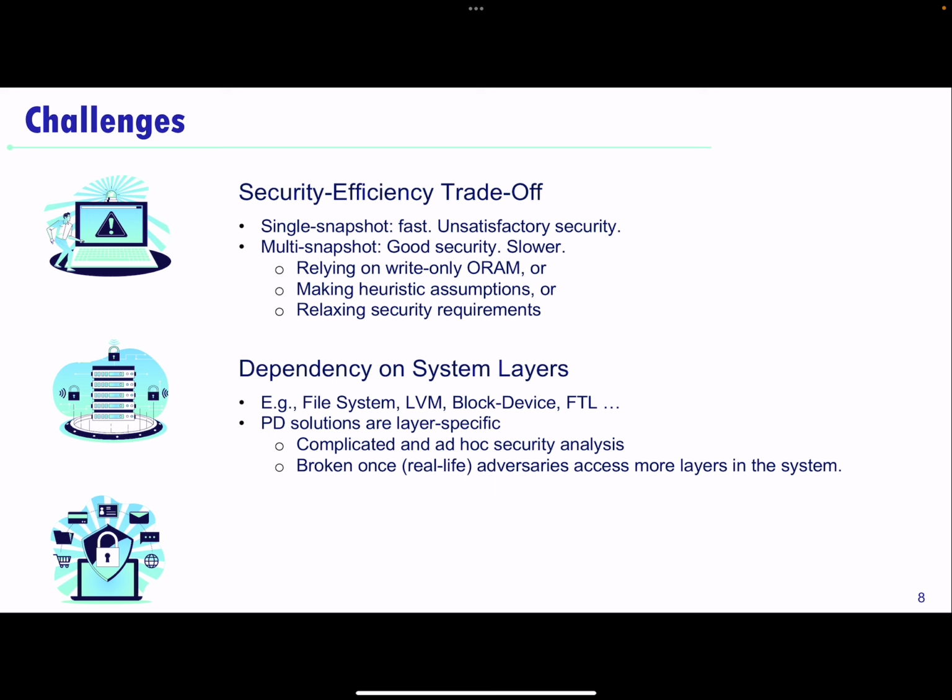Then you have a dependency on system layers. Most of the existing work out there builds plausible deniability in some layer. Oh, this is my file system, it's plausibly deniable. Great. But then the assumption is that the underlying layers behave properly in a way that supports this. And that's very rarely the case.